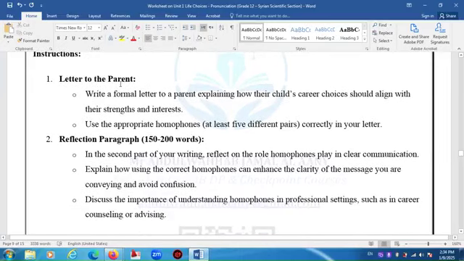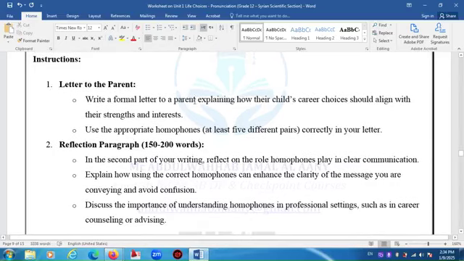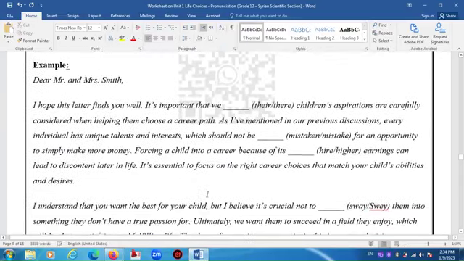Letter to a parent, that's of course the instructions or the planning. Okay, I will write a formal letter to the parent explaining what the child's career choice will be, what are the strength points and what are the interests, and use appropriate homophones. And number 2, reflect on the paragraph, 150 to 200 words. Okay, in the second part of your writing, try to reflect on the roles of the homophones and explain how using the correct homophones can convey the meaning in order to avoid confusion and discuss the importance of understanding homophones. Let's see.